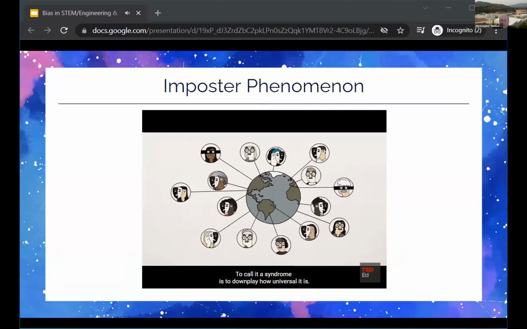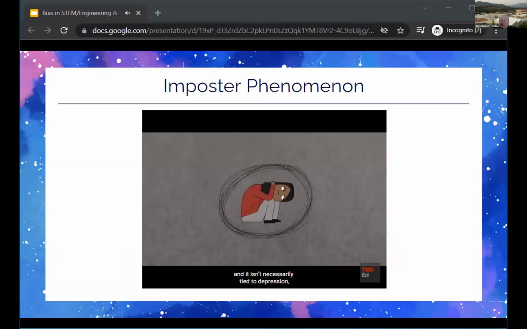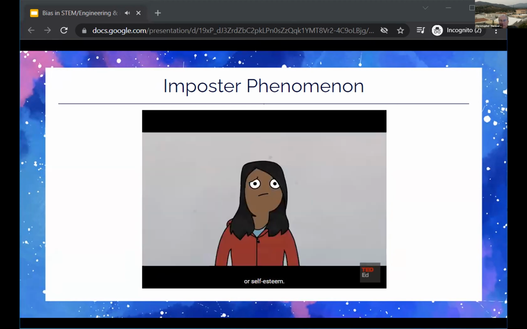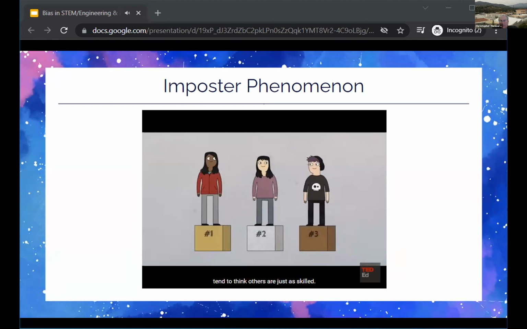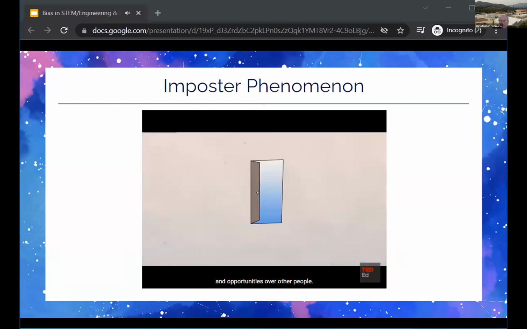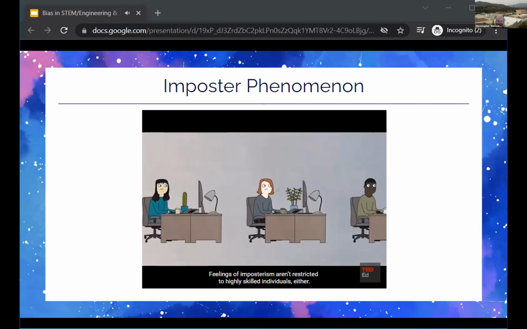To call it a syndrome is to downplay how universal it is. It's not a disease or an abnormality, and it isn't necessarily tied to depression, anxiety, or self-esteem. Where do these feelings of fraudulence come from? People who are highly skilled or accomplished tend to think others are just as skilled. This can spiral into feelings that they don't deserve accolades and opportunities over other people. And as Angelou and Einstein experienced, there's often no threshold of accomplishment that puts these feelings to rest.